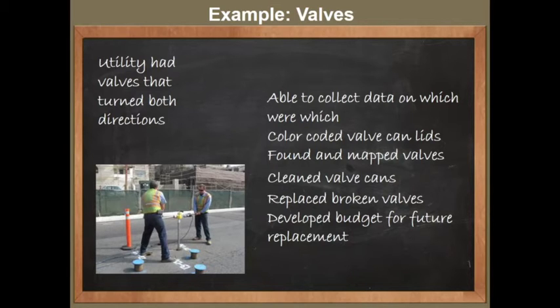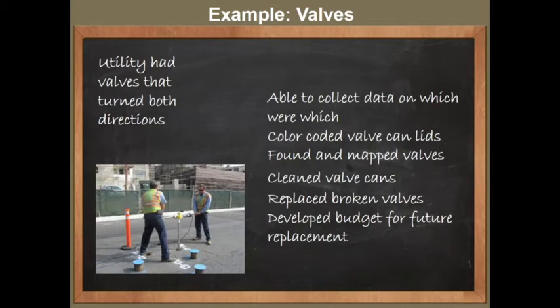So this utility worked on that as a problem that it would really help if they could solve. They collected data on which valves turned which way. They did color coding of the valve can lids to be able to quickly see which valves turned which direction, so that if a crew went out there, they could figure out which way to turn it. And I think they also painted inside the valve can lid as well, like inside the piece that stays in the road, so that if the lids got swapped, they would still have some color.